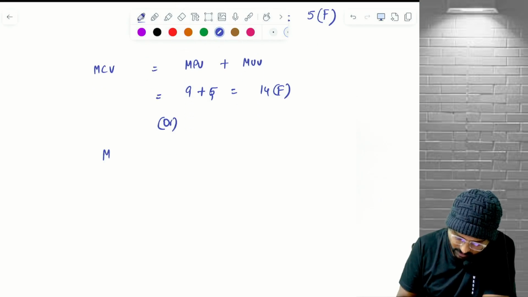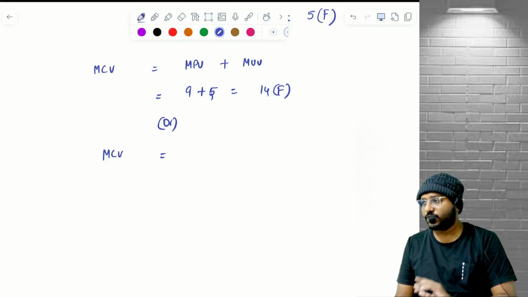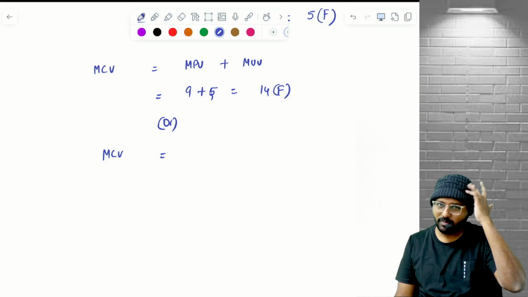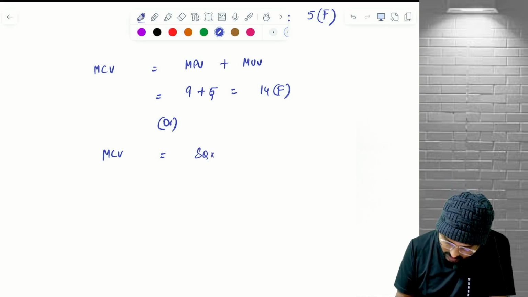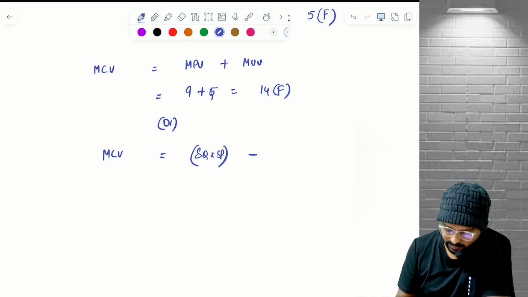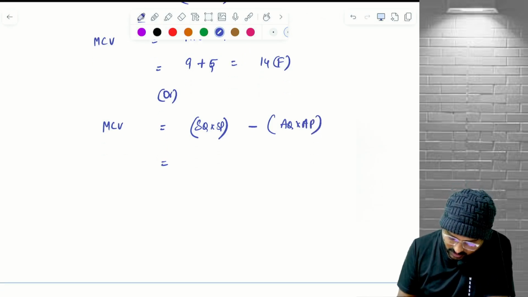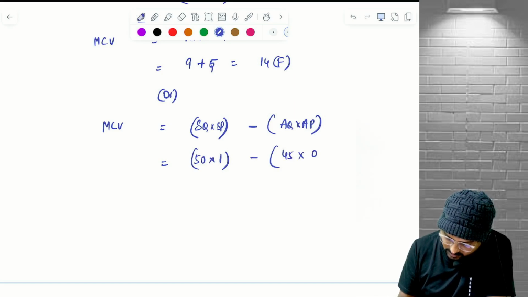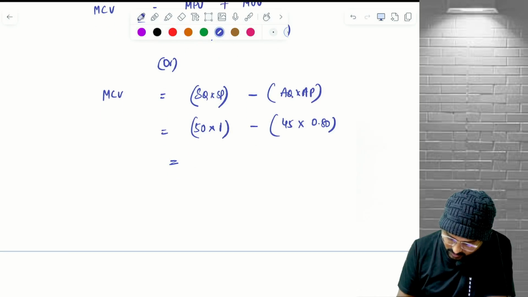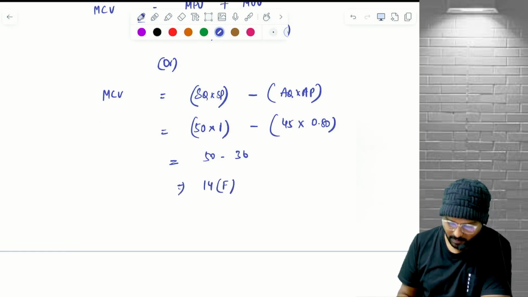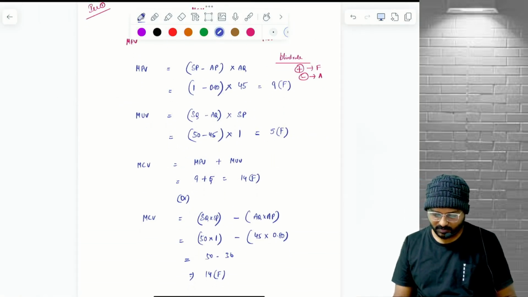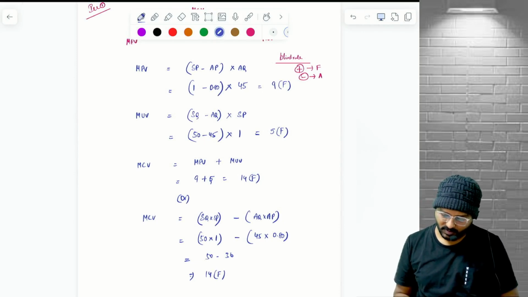Or you can apply the formula. Material cost variance, what is the formula? 1 minus 2. Don't write 1 minus 2 in the exam; you remember 1 minus 2. What is 1? SQ into SP. So instead of 1, you write this. What is 2? AQ into AP. That is equal to, what is SQ into SP? Standard quantity is how much? 50 into standard price 1, minus actual quantity into actual price. That's it. Tell me how much it comes. 50 minus 36. 14 favorable. That's it. Finish it off.